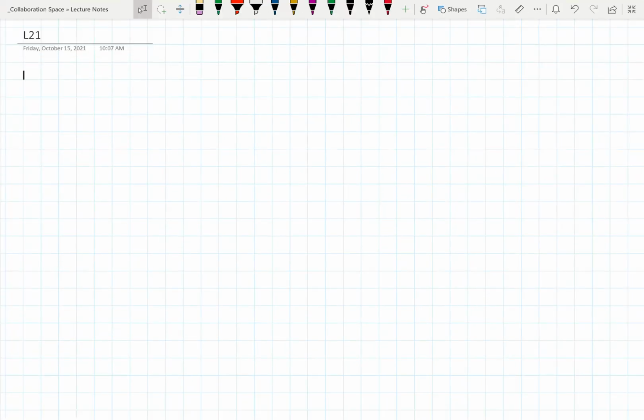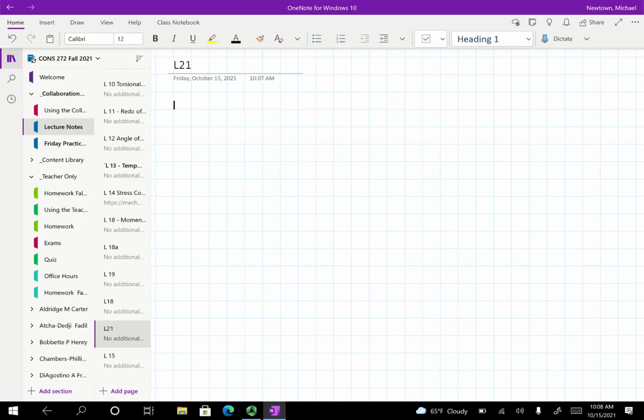All right, so let's do this. We're going to finish up this problem with the beam. I'm trying to think of a way to do this. Actually, an easy way to do this, I think, is to go back to the last lecture.